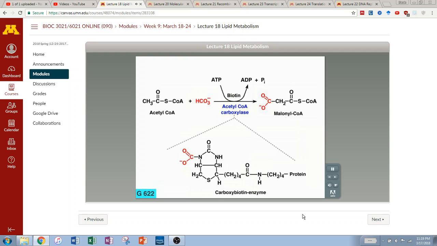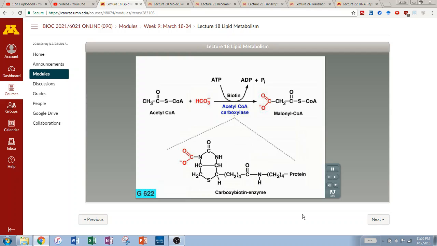In the first step in fatty acid biosynthesis, acetyl-CoA is carboxylated to form malonyl-CoA. The reaction is catalyzed by acetyl-CoA carboxylase. The acetyl-CoA carboxylase enzyme contains a covalently bound coenzyme, biotin, which serves as a carrier of an activated bicarbonate molecule. The reaction takes place in two stages.